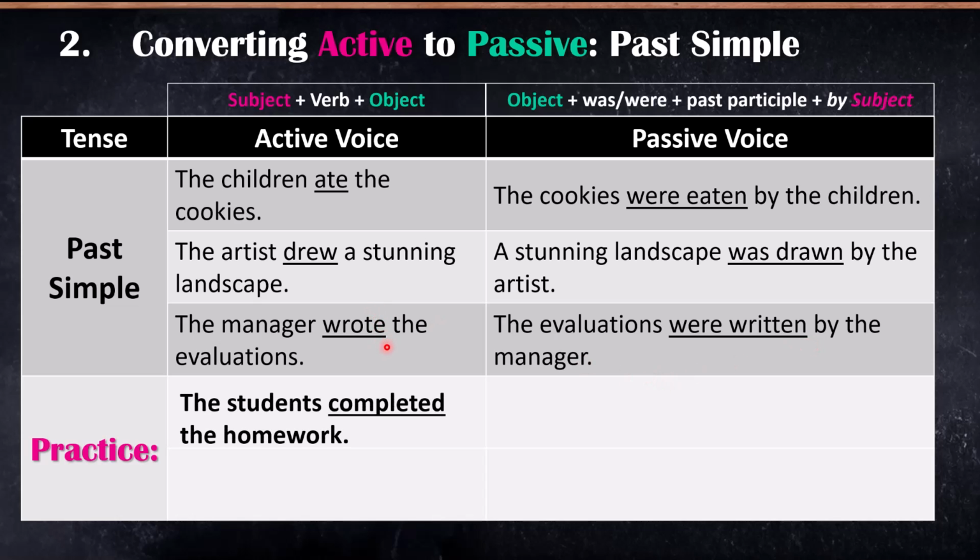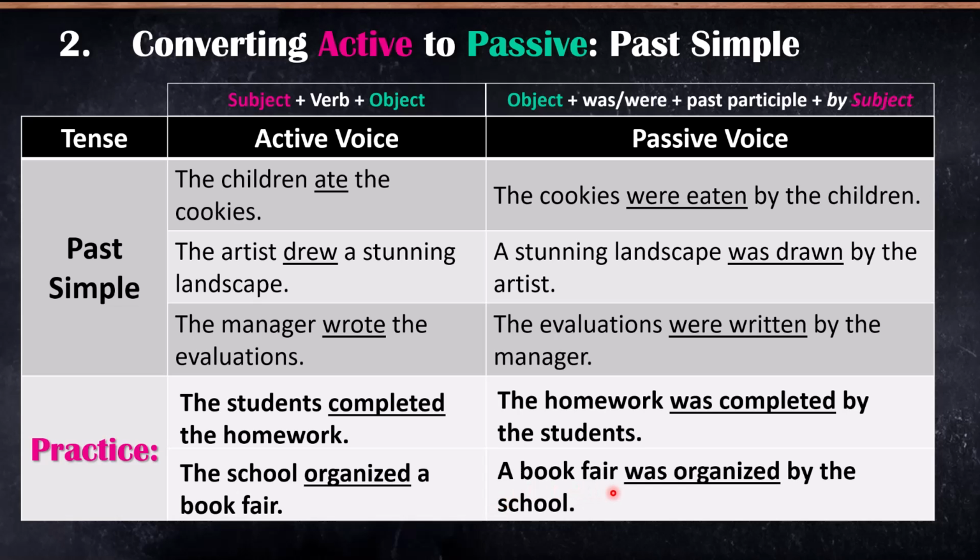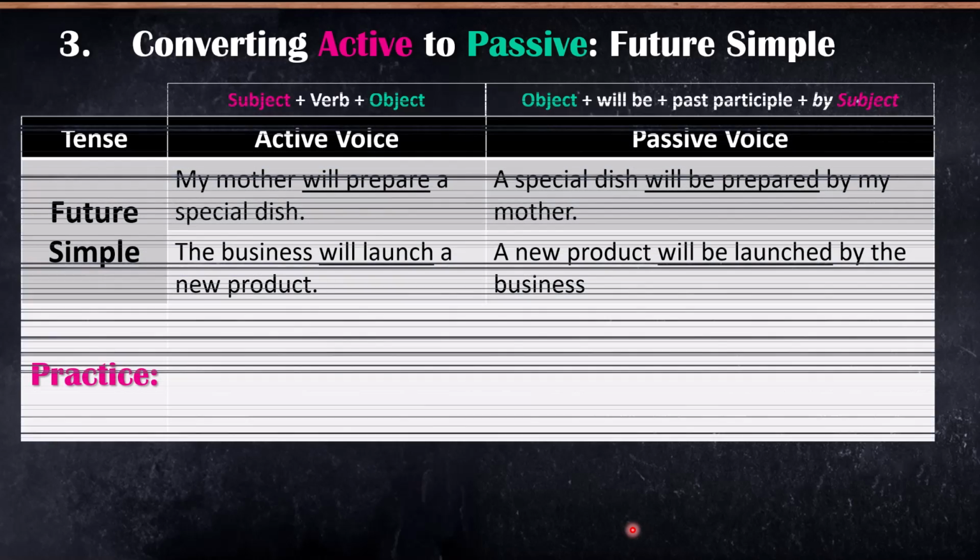So let's do some practice. The students completed the homework. Okay. The homework was completed by the students. Homework is uncountable, so we use a singular verb, was. The next example, the school organized a book fair. Okay, a book fair was organized by the school. Okay, let's go on to the future simple.